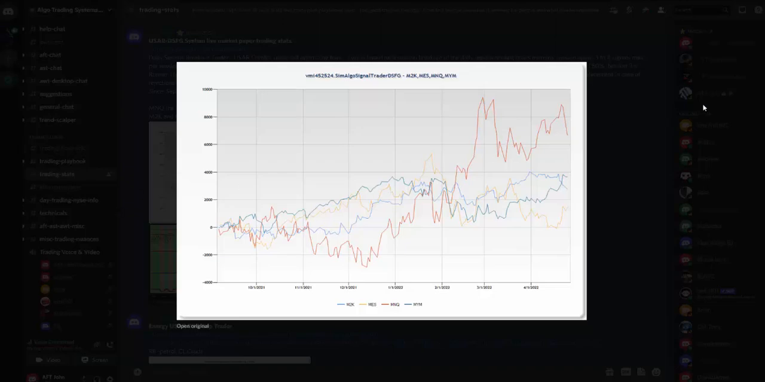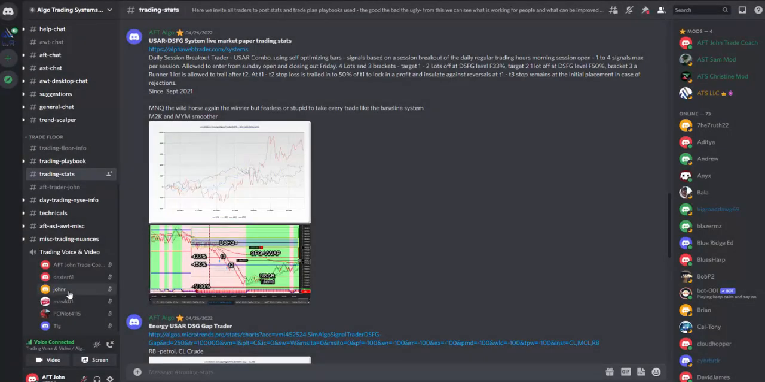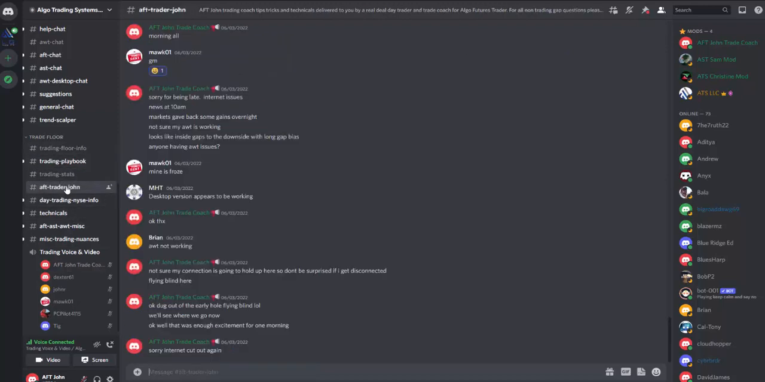We have a little trade room. We just try to pick a direction in the morning, pick a market that we think is going to break out and get some follow through, and you can just come to the trading floor, AFT Trader John here, and we have our little session in the morning, and I project the charts and everything, and show you the trade setups and everything.